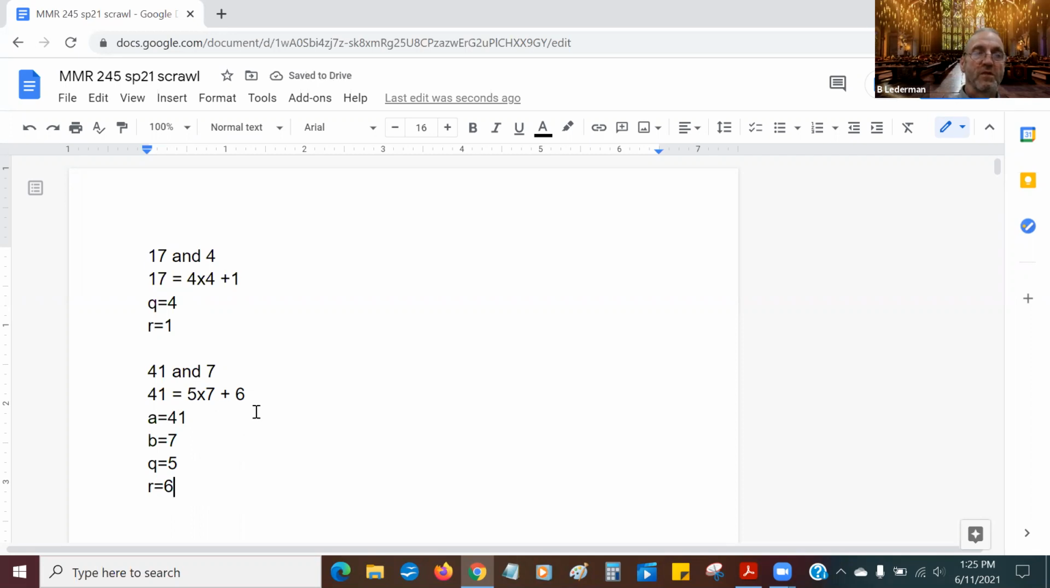35 plus it, right. So in the example, if A and B are 41 and 7, then 41 is equal to 5 times 7 plus 6. Notice that 6 is less than 7, and it's greater than 0.